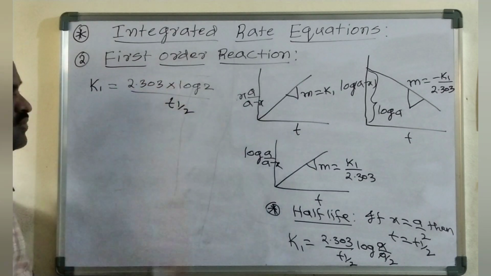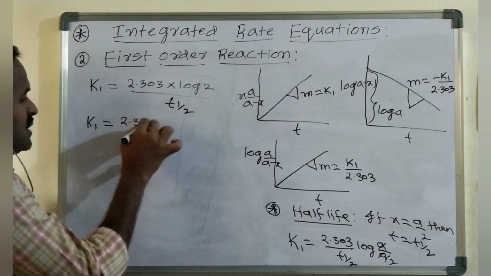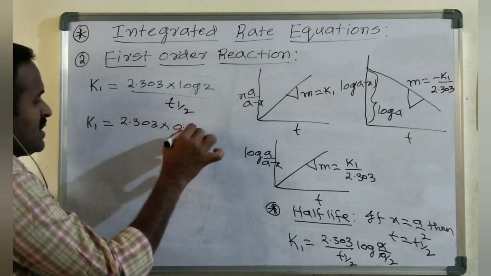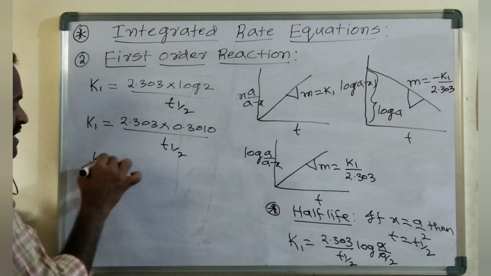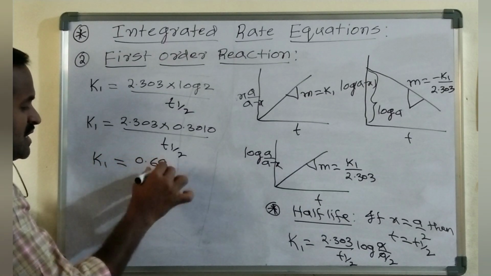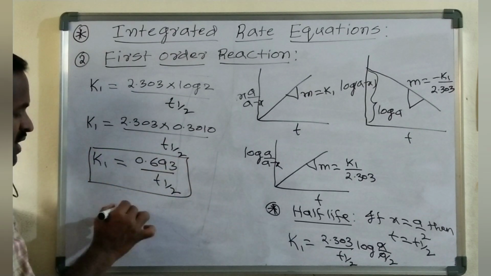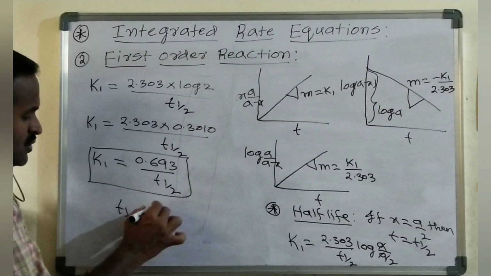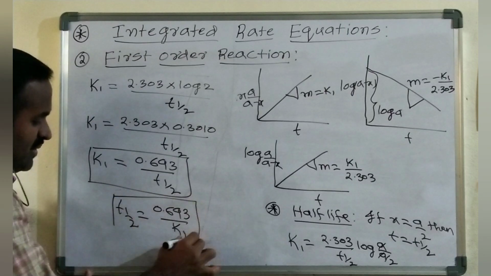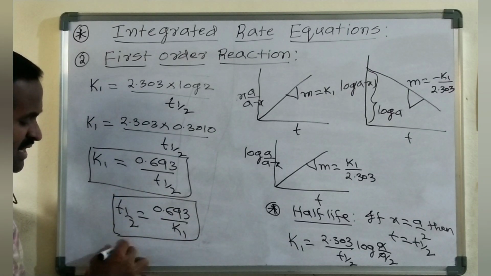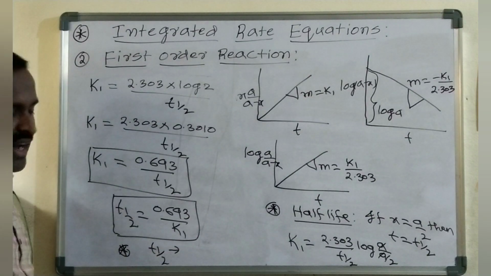Okay, the log 2 value is 0.3010. I can write this as 2.303 into 0.3010 divided by t half, or you can write K1 is equal to 0.693 divided by t half. Or you can write t half is equal to 0.693 divided by K1, and from this we can tell that t half is independent of the initial concentration of reactants.